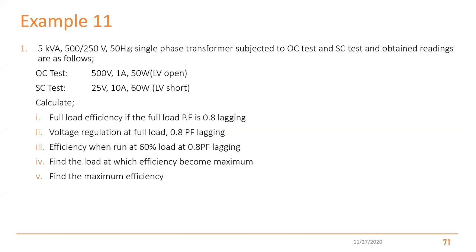That means what end you are taking as a reference point. Since both tests are done for the LV side, LV side open and LV side short, the same equation you can directly apply, and you can assume that the LV side is the primary side and the HV side will be the secondary side. There's no problem, you can apply those equations.